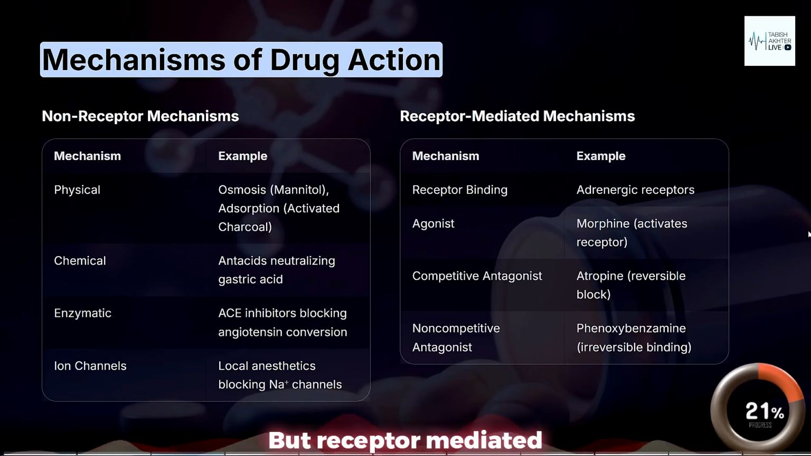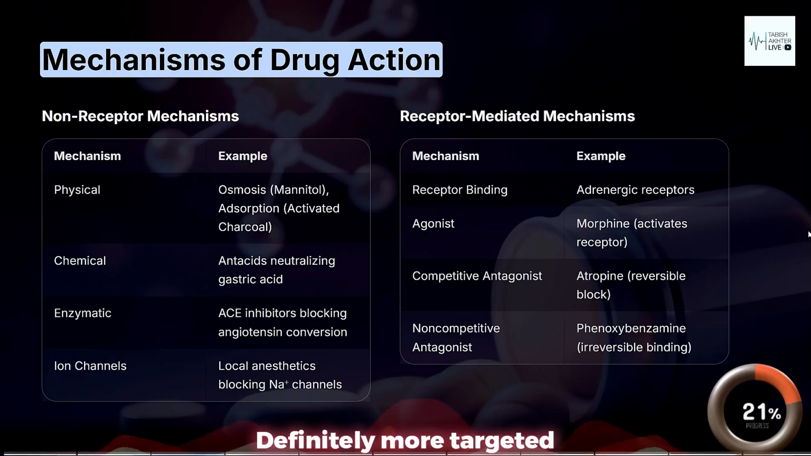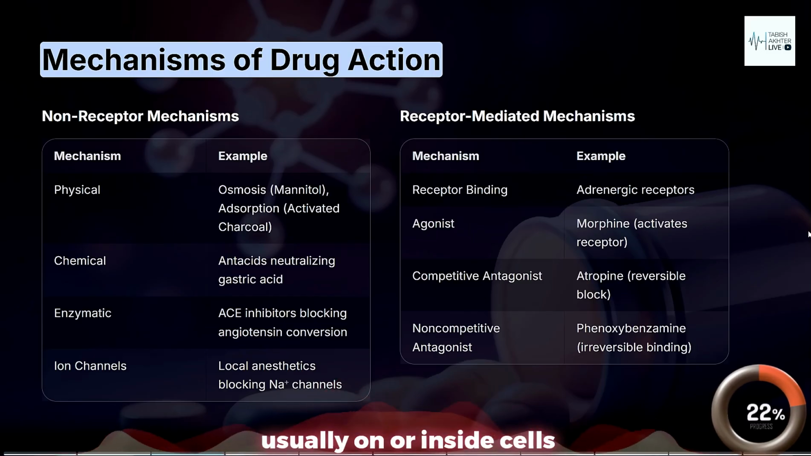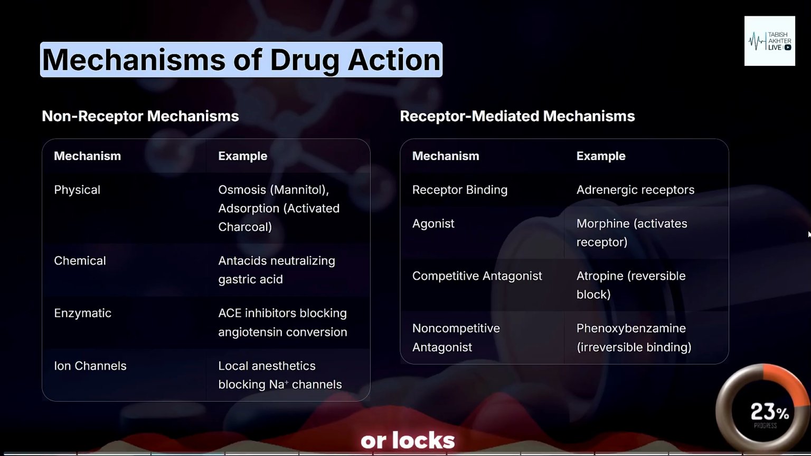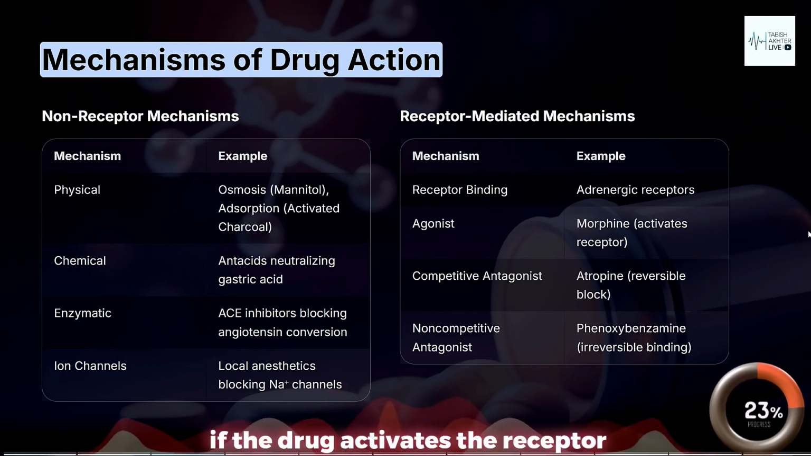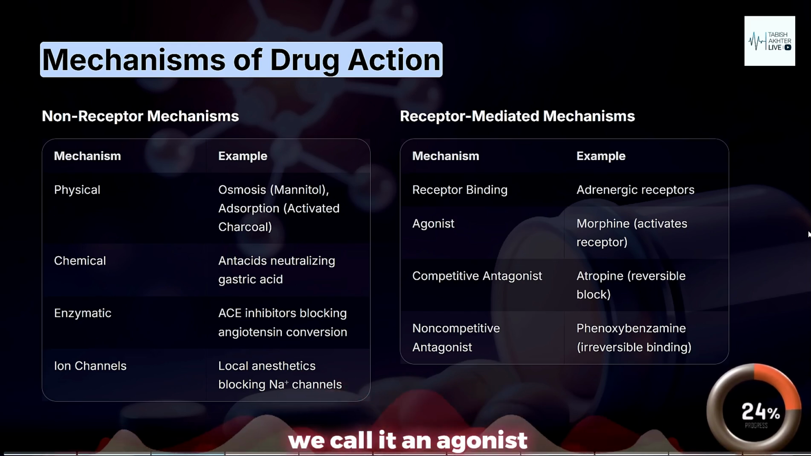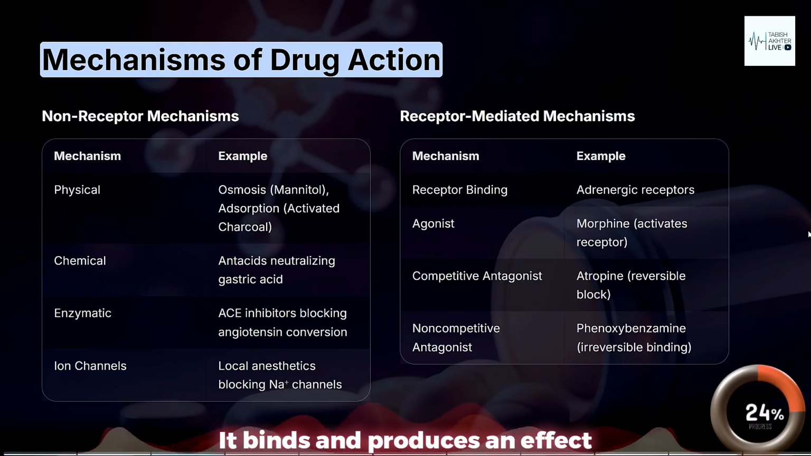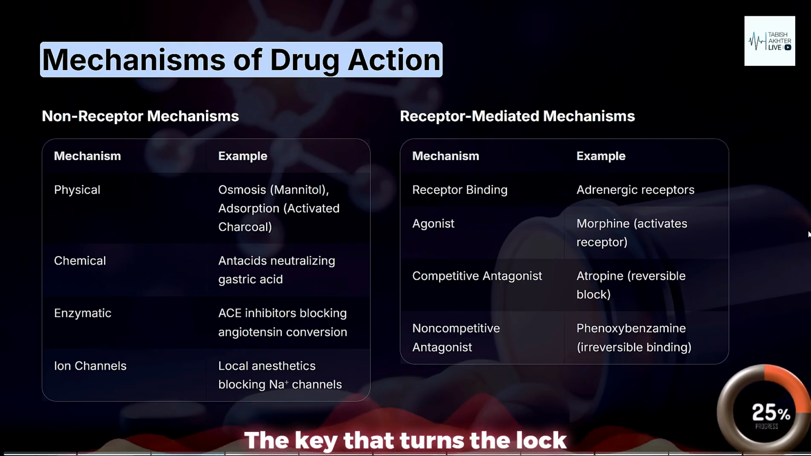But receptor-mediated? That sounds different, more targeted. Definitely more targeted. Receptors are specific proteins, usually on or inside cells. Think of them as docking stations or locks. Drugs designed to fit these can bind there. Now, if the drug activates the receptor, we call it an agonist. Morphine's a good example. It binds and produces an effect. The key that turns the lock.